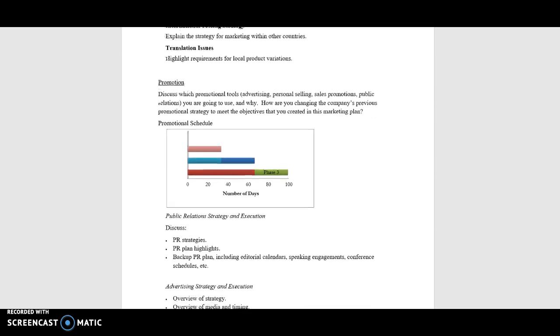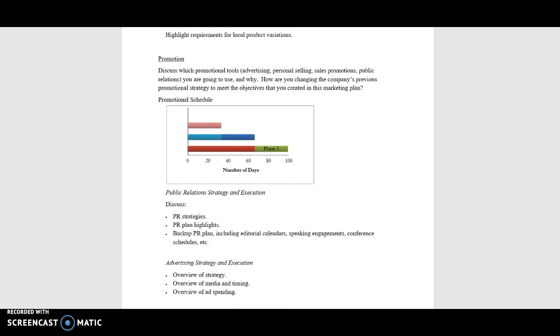Okay. Promotions. Which tools are you going to use? Are you going to use advertising? Are you going to use personal selling? Are you going to use sales promotions, public relations? Please share specifically what you're going to use and why. And if you changed it, explain why the change was necessary to meet your objectives. Okay?